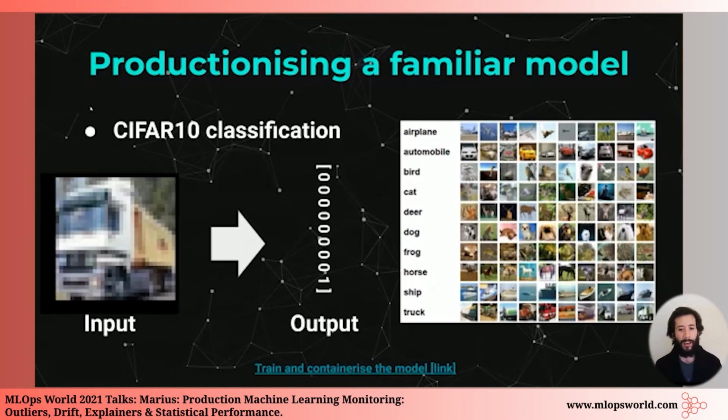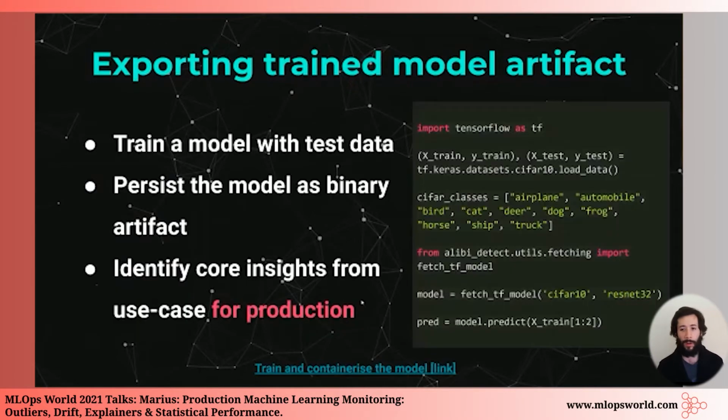So we're going to take one of the hello worlds of machine learning. This is a CIFAR 10 classification example. This is a model which basically takes an image as an input, and the output is a classification of one of 10 different classes. So in this case, the input is the image of a truck, and the actual prediction would be this vector that says, I believe the class is number 10, or in this case, index number 9. So that's basically the model that we're going to be taking.